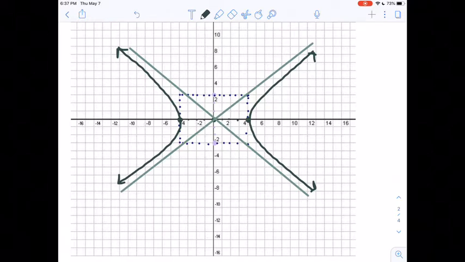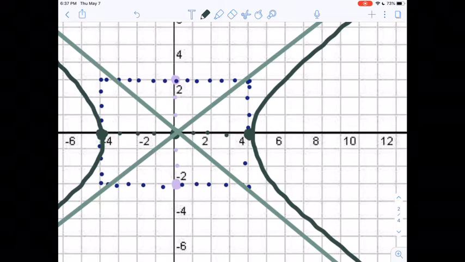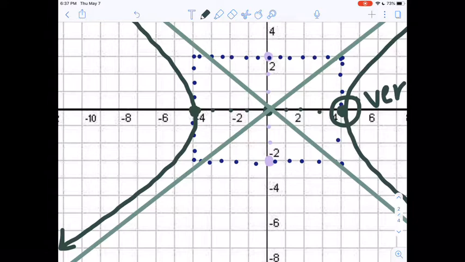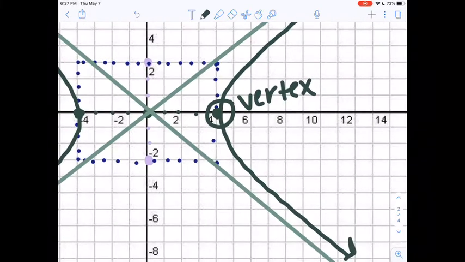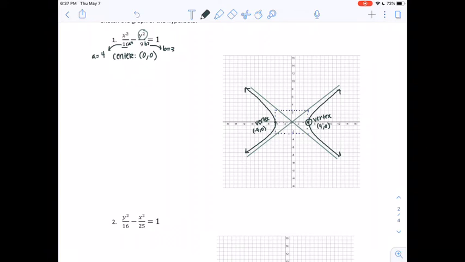Okay, it's not the asymptote, it's not that rectangle. Okay, it's those dark green lines, and since it's opening left and right, this is a vertex, and this is a vertex. And this point is at -4, 0, and the other vertex is at 4, 0. Okay, my center's at 0, 0. And that's essentially it. Okay, I kind of think this one is a little bit easier to graph. It's pretty quick.